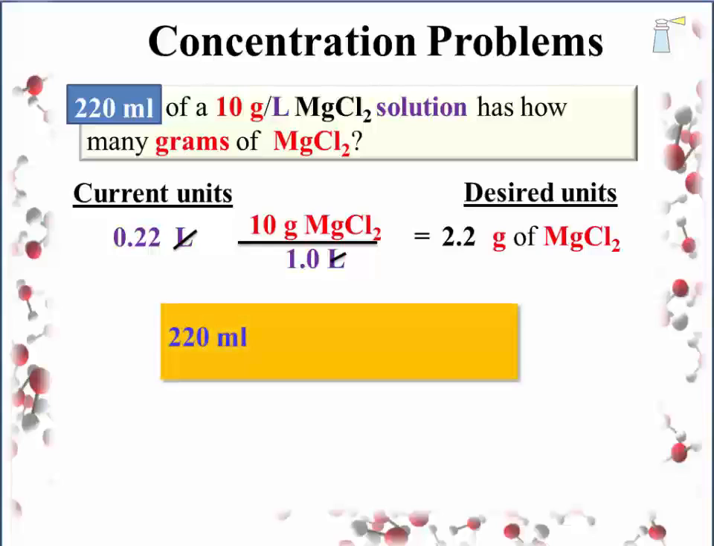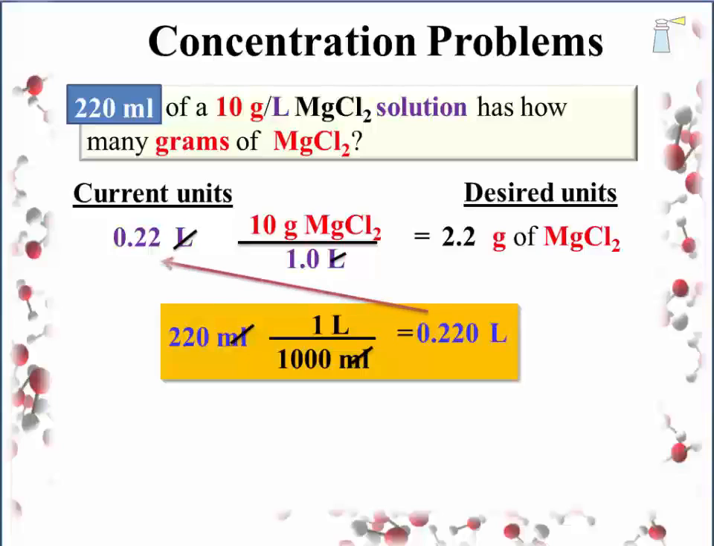A separate metric conversion is needed. The 220 mL need to be converted into liters of solution. That conversion factor, of course, is 1 liter over 1,000 mL, with mL in the denominator so that the given units cancel. The math has the conversion as 0.22 liters of solution. And yes, it is the same value as in the original problem, which means that the same conversion can be used and the same 2.2 grams of solute will be obtained.